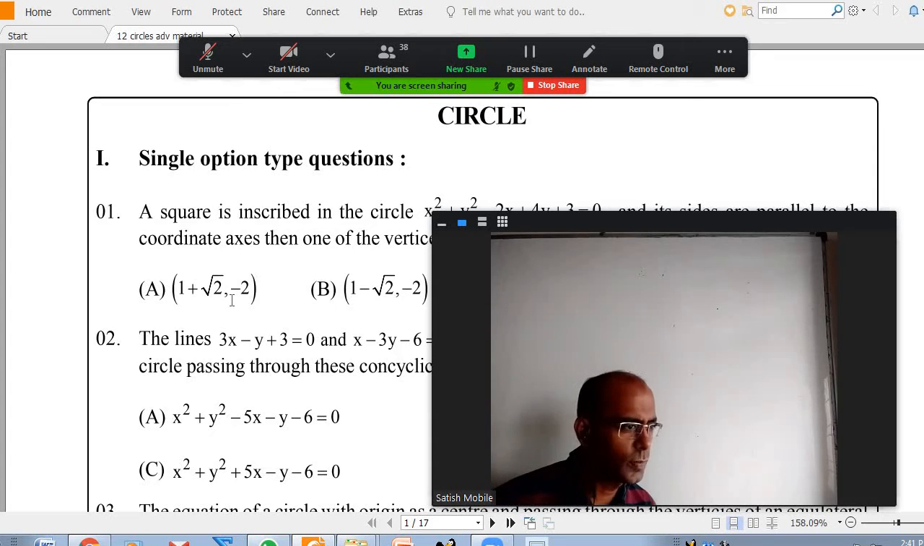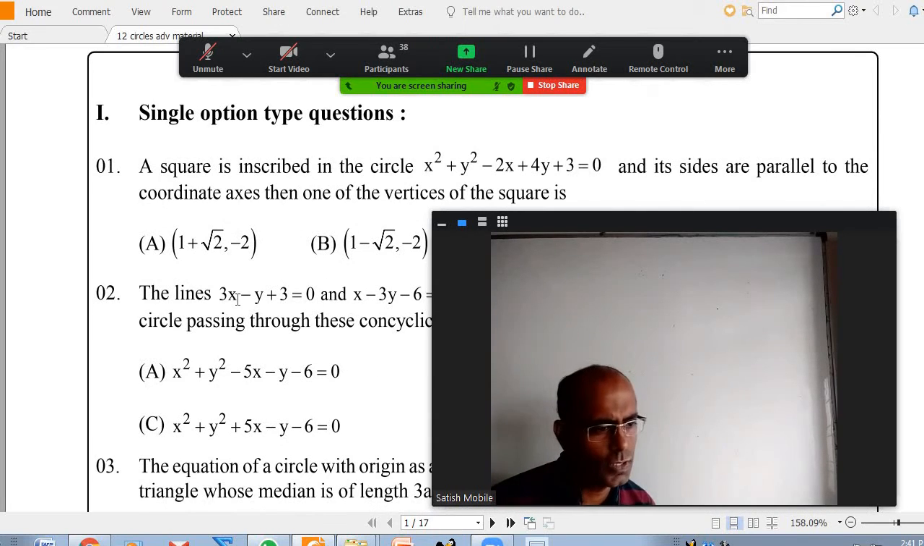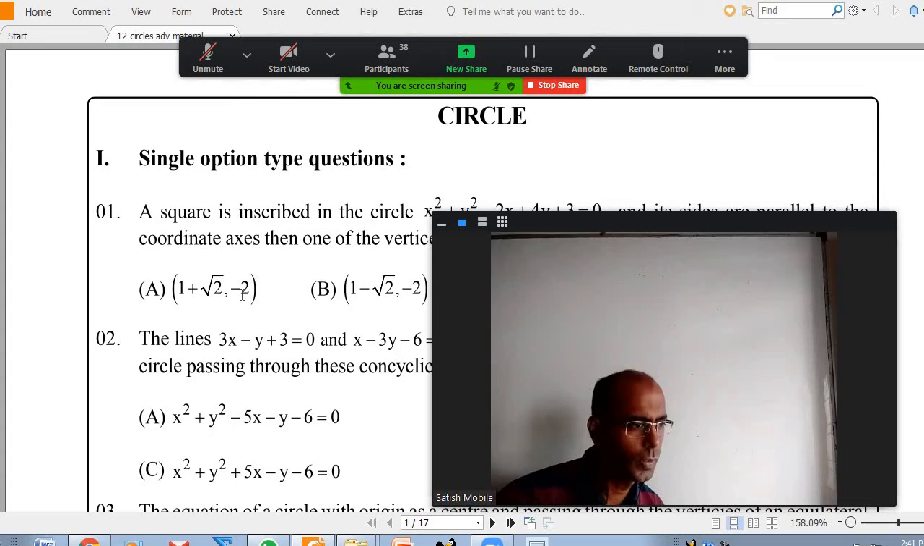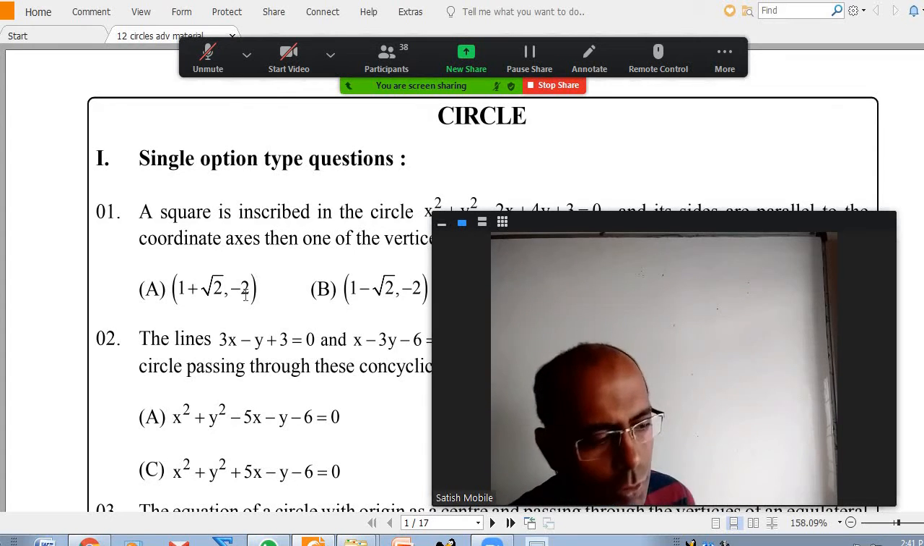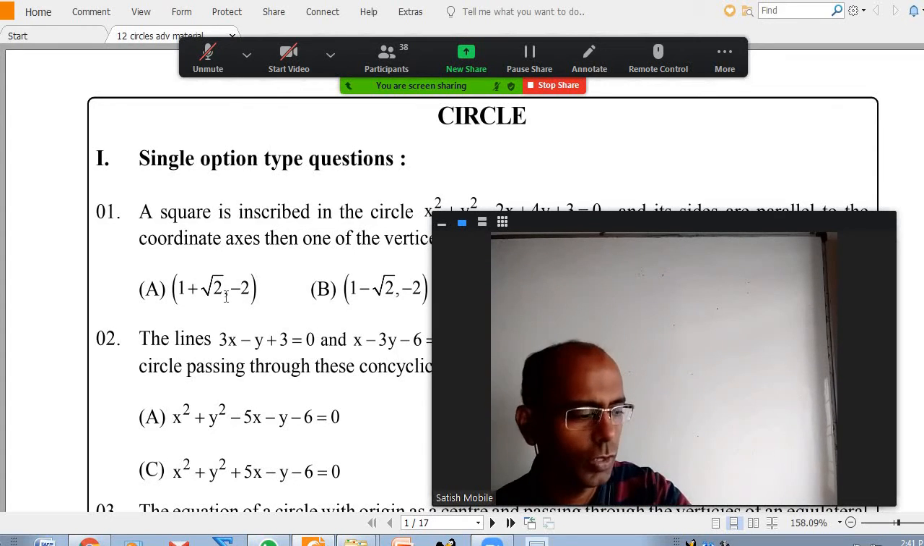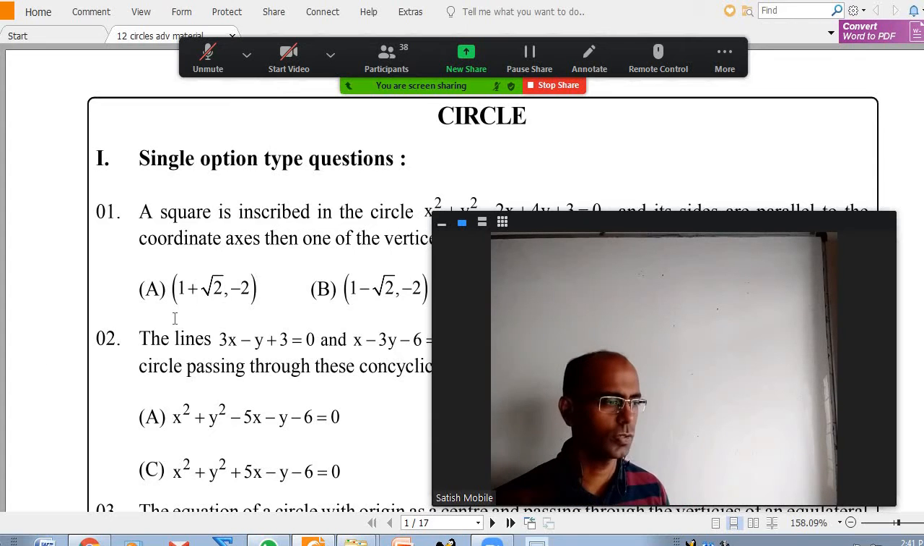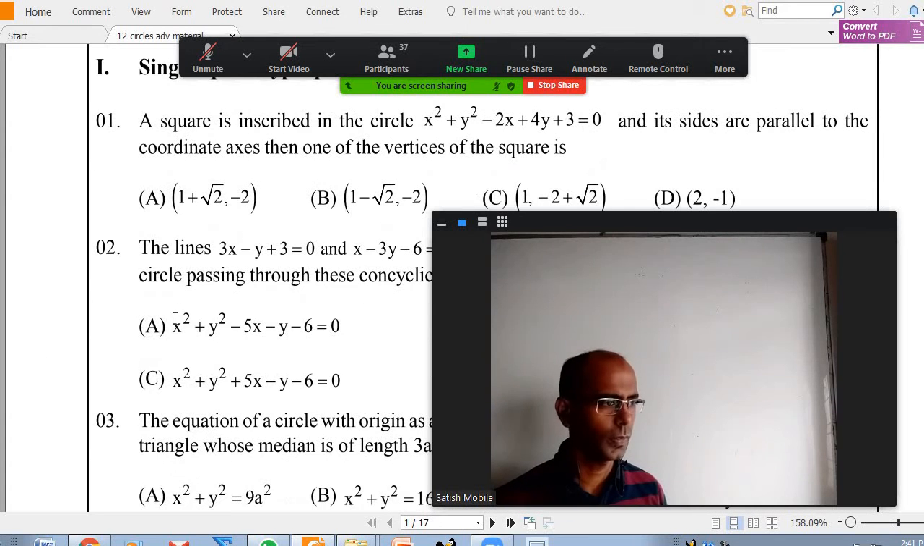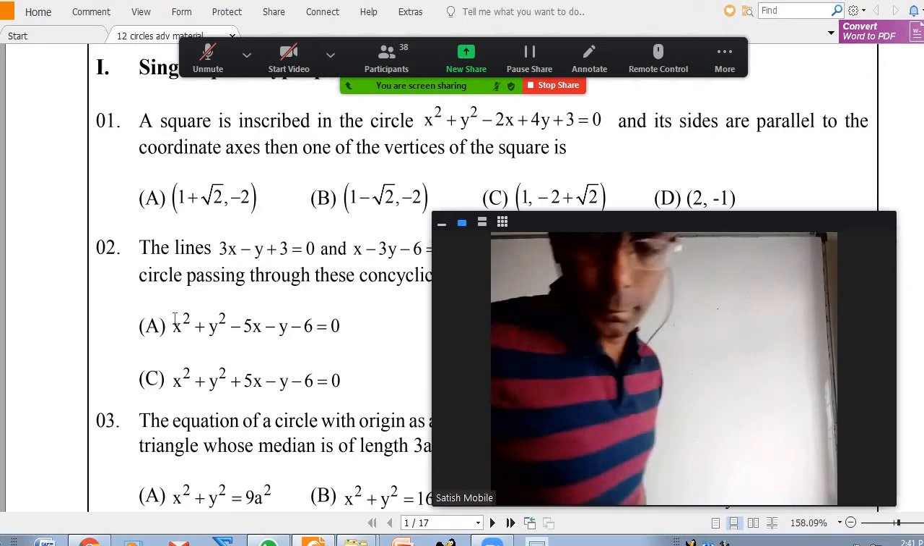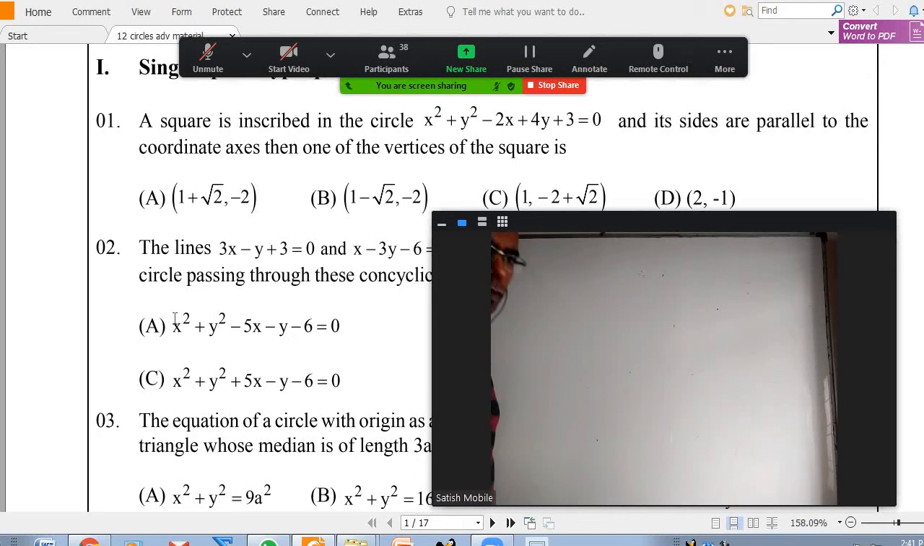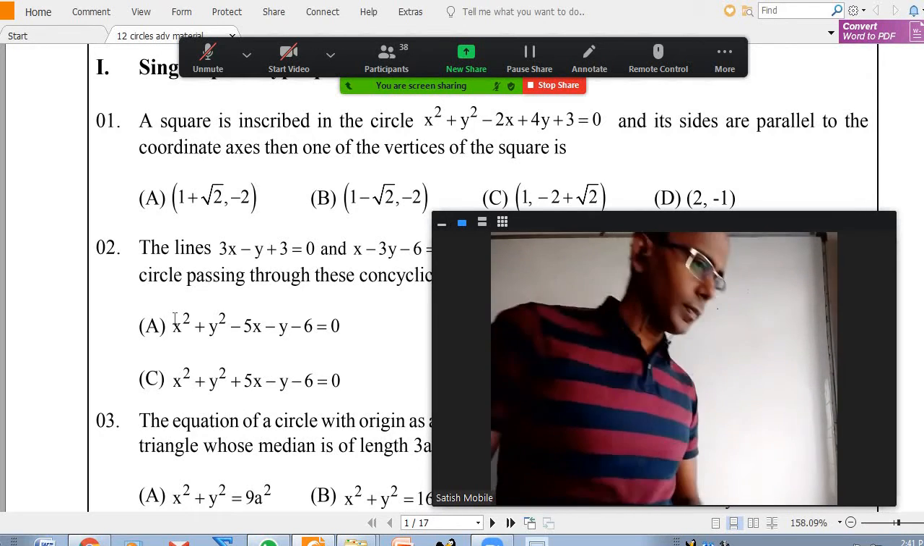Okay, this circle's advanced material. I'll be discussing odd numbers starting from single answer first question. After finishing your MSET material fully, you can start doing your even numbers also, not a problem. Okay. So you can see the question on the screen.